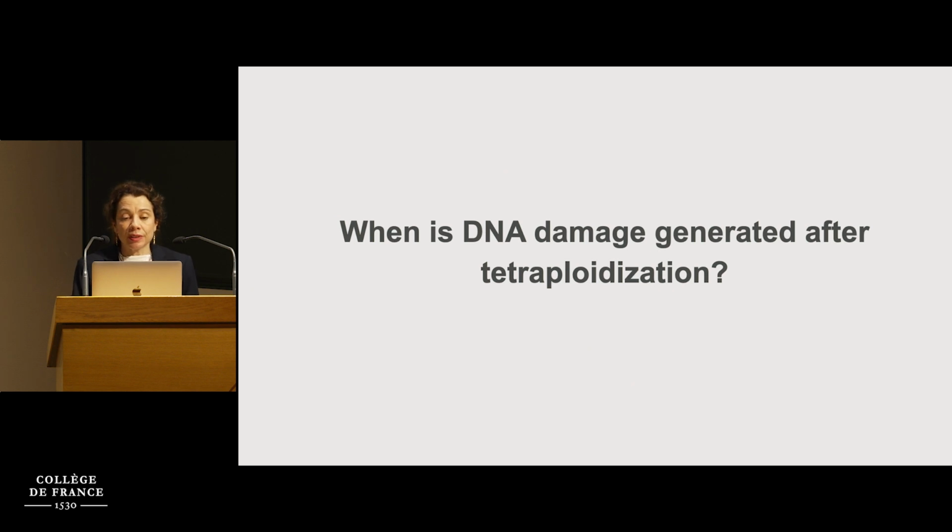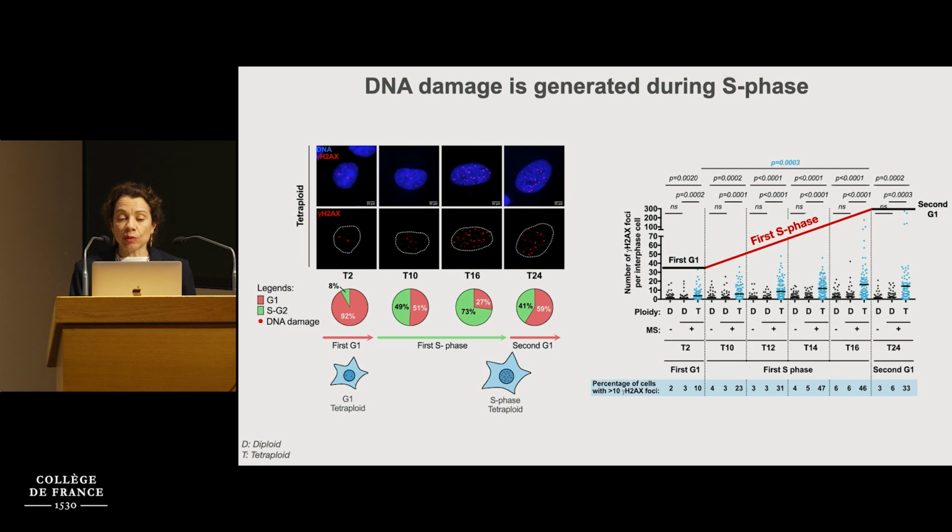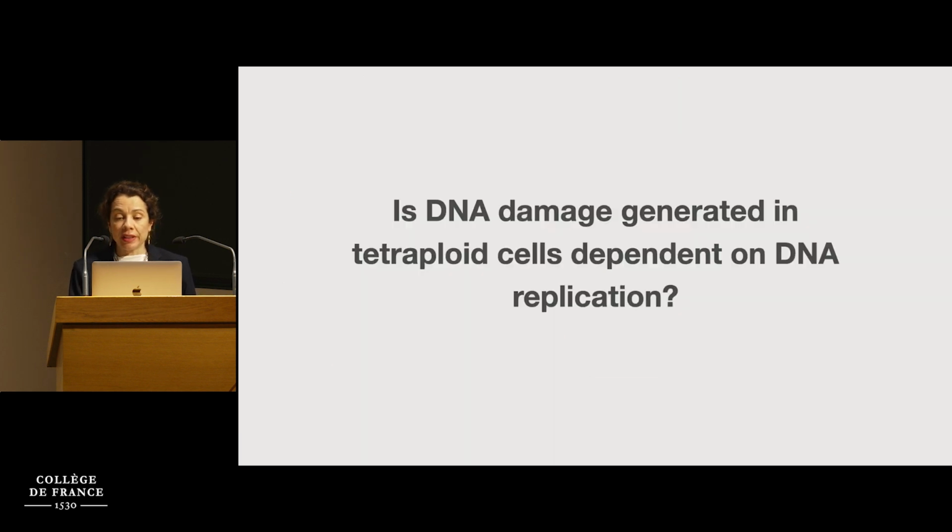Now, of course, we wanted to understand when this was happening, and so using the Fuji system, we can follow precisely at which stage of the cell cycle these cells are while measuring DNA damage levels. And we can see that as they are born as tetraploid cells, there's very little DNA damage in the first G1, but as they progress to S phase, this actually increases. And so if it's generated during S phase, is it generated through DNA replication? As we heard this morning, that's very commonly the case.